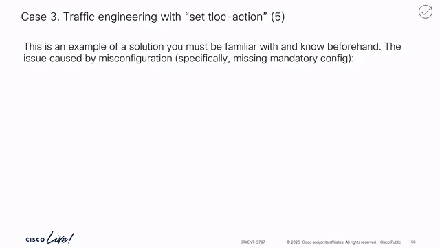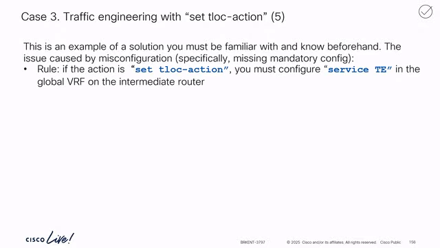Why doesn't it work? Unfortunately, this is an example of a solution which you must be familiar with, right? This is something you must know beforehand. And the issue is basically caused by misconfiguration. There is one important thing missing, which does not respect the rule. And the rule says that if there is a set TLOC action, you must configure a special service called traffic engineering. It's not the same service which is used for service chaining.